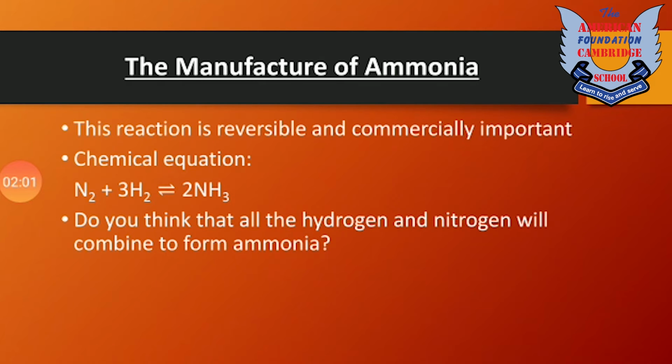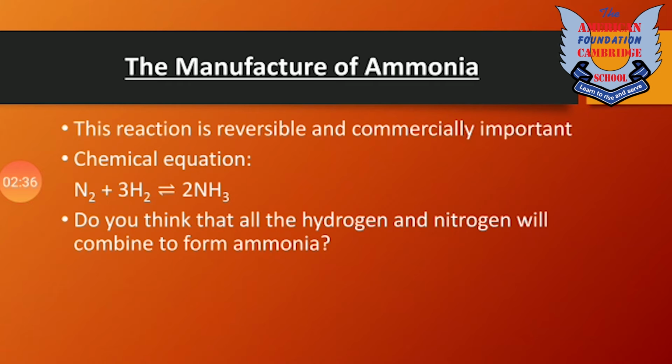Now, let's discuss in this chapter the topic, the manufacture of ammonia. This reaction is reversible and commercially very important because ammonia is a highly demanded gas which is used for many different purposes, for example, in the manufacture of fertilizers. Its chemical equation is in front of you, in which one molecule of nitrogen reacts with 3 molecules of hydrogen to form 2 molecules of ammonia. And the double arrow written in the equation shows that it is a reversible reaction.